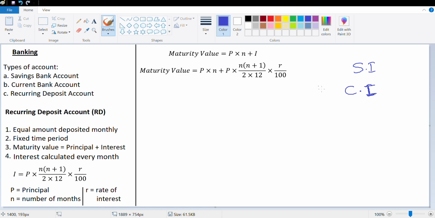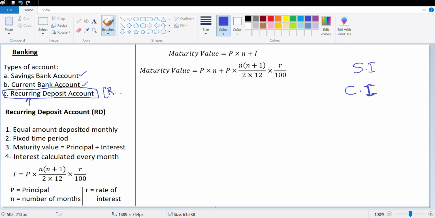We are talking about another type of bank account, which can be held in a bank or a post office. So one is a savings bank account, another is a current bank account, and the one which we are focusing on this year is a recurring deposit account. Now, as the name suggests, recurring would mean that you keep depositing money in this account at certain specific intervals. So in this case, the interval is monthly. So you deposit equal amounts every month in a recurring deposit account.